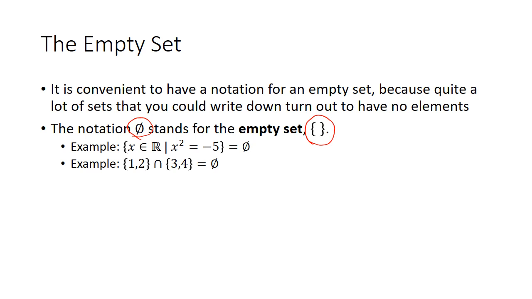So a couple of examples of sets that are actually empty. The first one here says all the elements in the real numbers, which when they're squared equal -5. And of course there aren't any real numbers like that, so that is empty. And then the second example here, if we take the intersection of two sets that have no elements in common, so there's nothing in common to these, then their intersection is going to be empty.